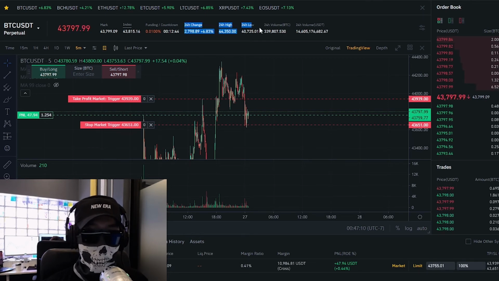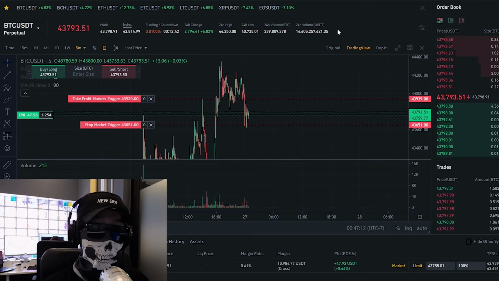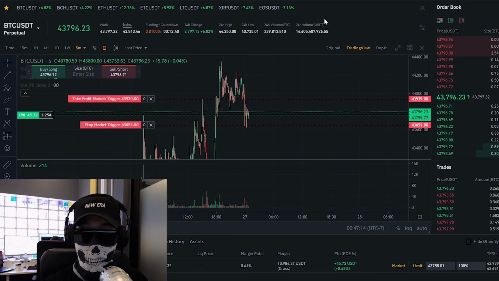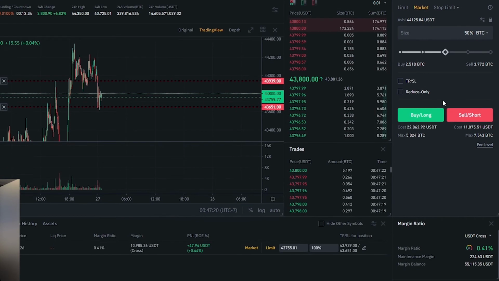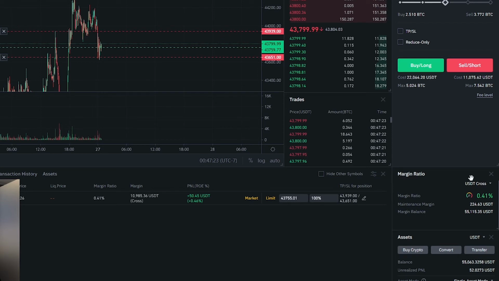Now, as you can see over here, these are all the other basic metrics that I've already talked about. So I hope you guys already know that stuff. Over here in the order books, it's basically the same thing as the spot market. And then over here, we got the margin ratio. Currently, it's 0.41%. Basically, all you gotta know is the higher this gets, the more worried you should be, which basically means that you're running out of margin to maintain your position.